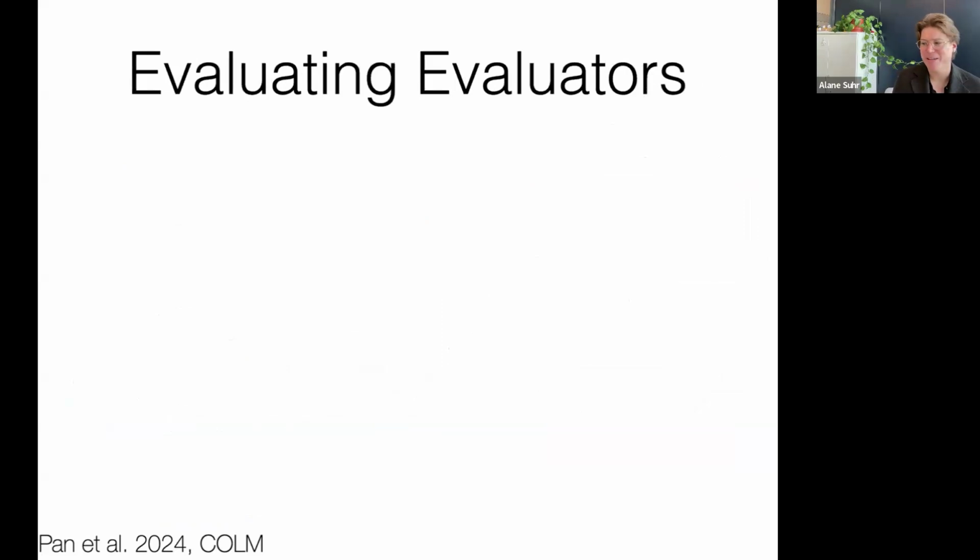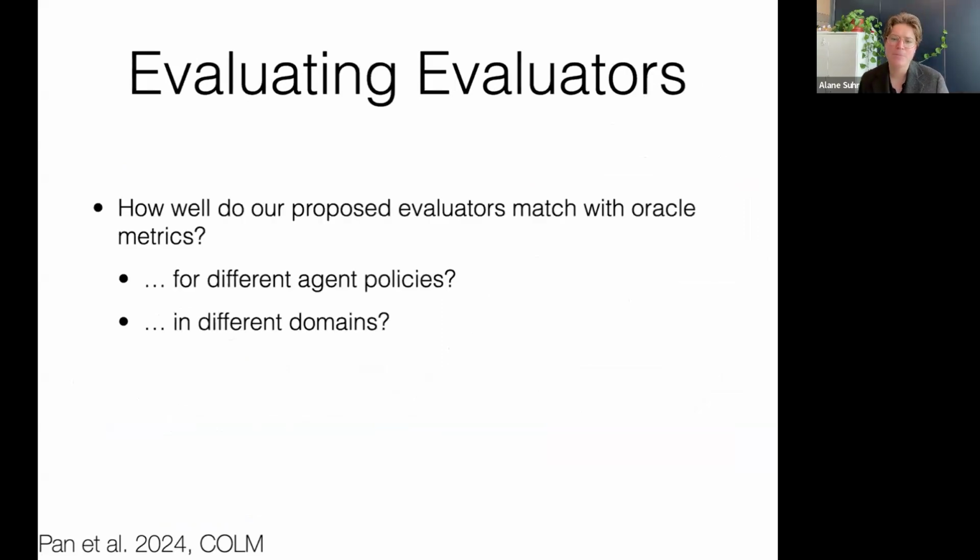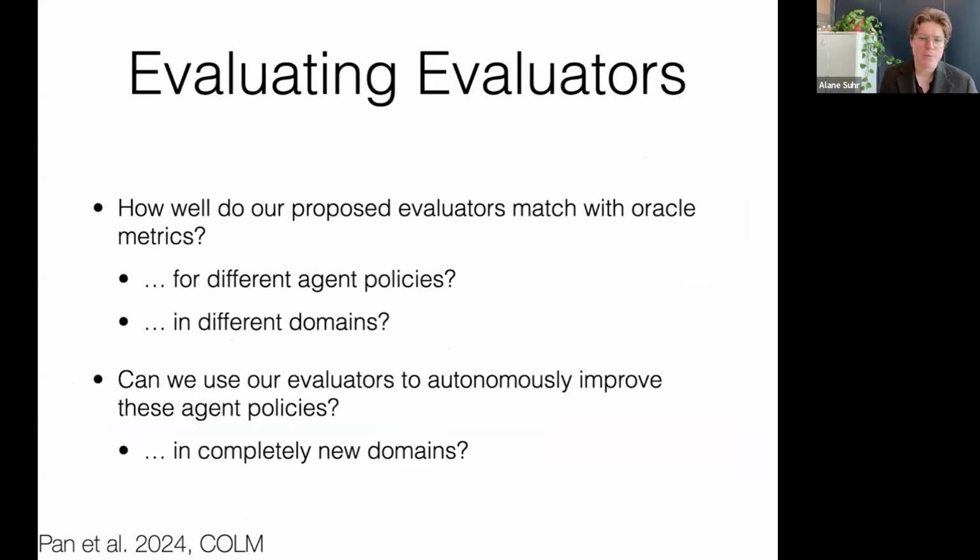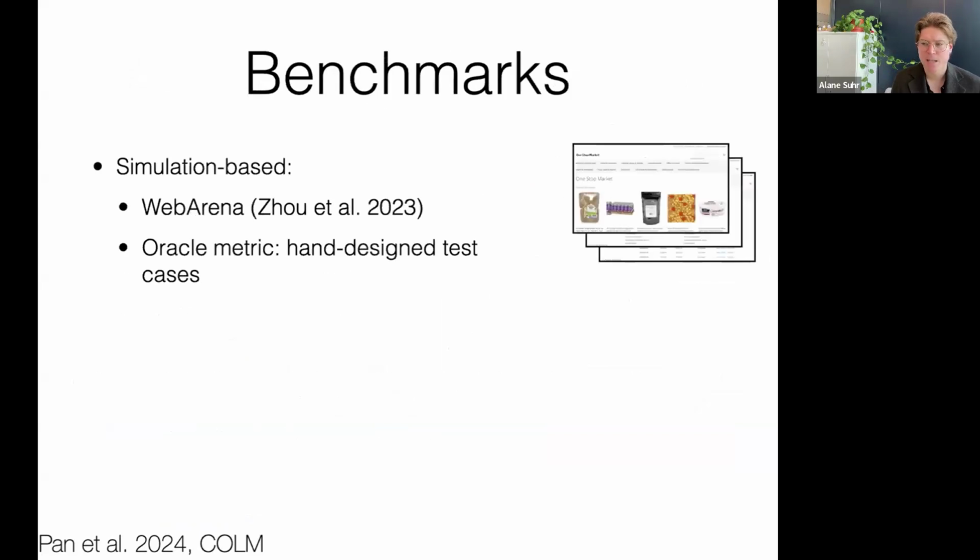But one big challenge here is, okay, we propose some evaluators, but do they actually accurately evaluate our system? So we want to see whether they are accurate across different agents themselves, agent policies, and across different domains. We also want to explore the problem of whether we can actually use these evaluators to improve our policies autonomously, especially in completely new domains that they were not trained on.